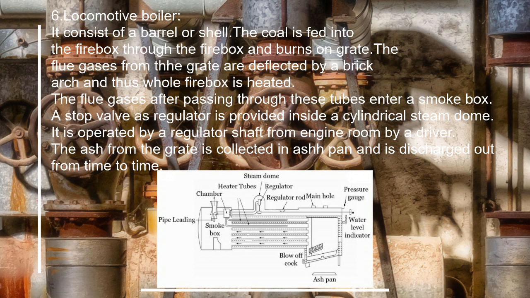The steam flow regulator is provided inside the cylindrical steam dome. This is operated by a regulator shaft from the engine room by a driver. The header is divided into two portions. One is the superheated steam chamber and the other is the saturated steam chamber. The steam pipe leads the steam from the regulator to the saturated steam chamber and leads the steam to the superheated tubes, and after passing through these tubes, the steam returns back to the superheated steam chamber.